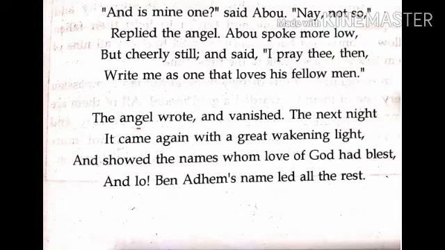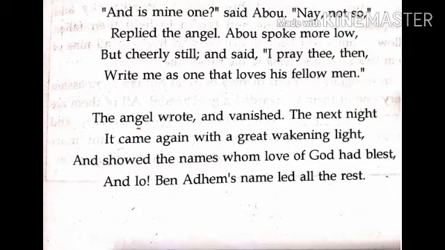The angel wrote and vanished. So after that, the angel disappeared. It wrote something and vanished. The next night it came again, and with a great awakening light. The next night the same thing happened. During a moonlit night, we find the presence of the angel in the room of Abou Ben Adhem. But that night's specialty was that it came with a great awakening light. Awakening light means a much more powerful light, which is capable of awakening one from sleep.